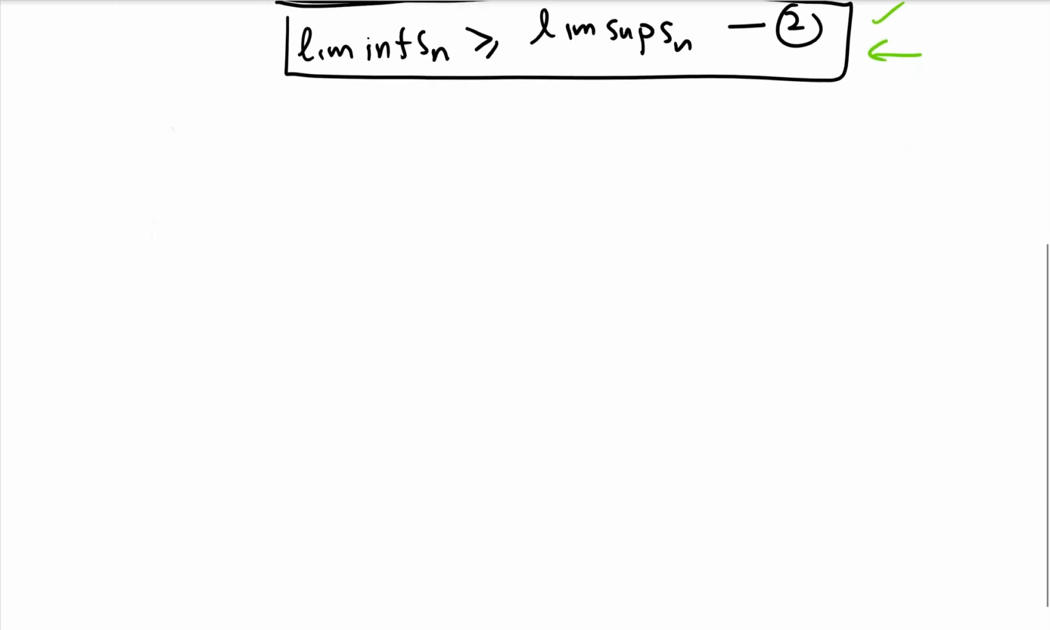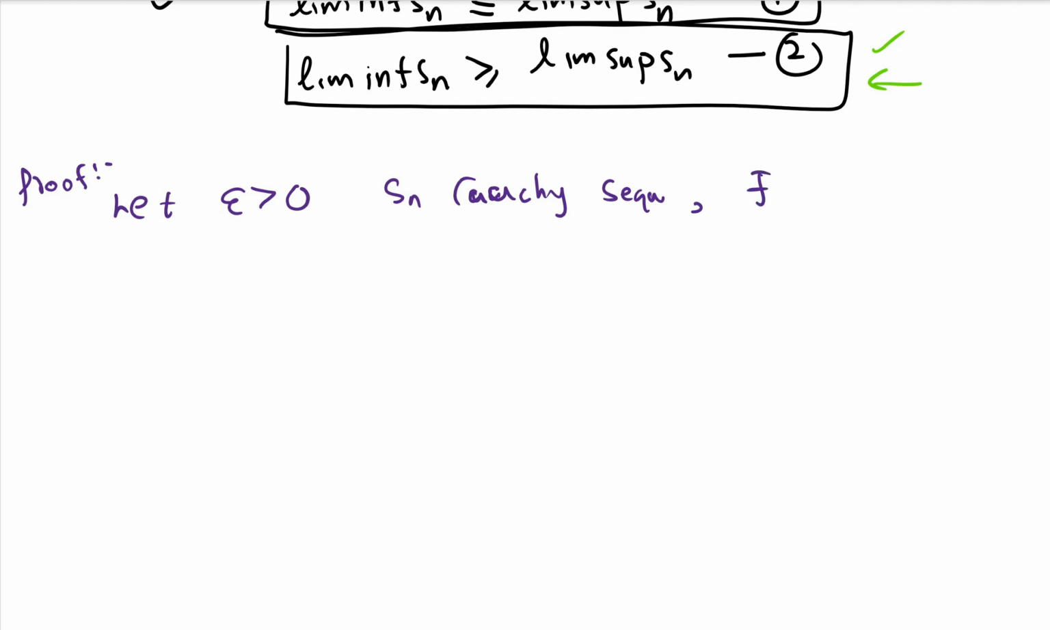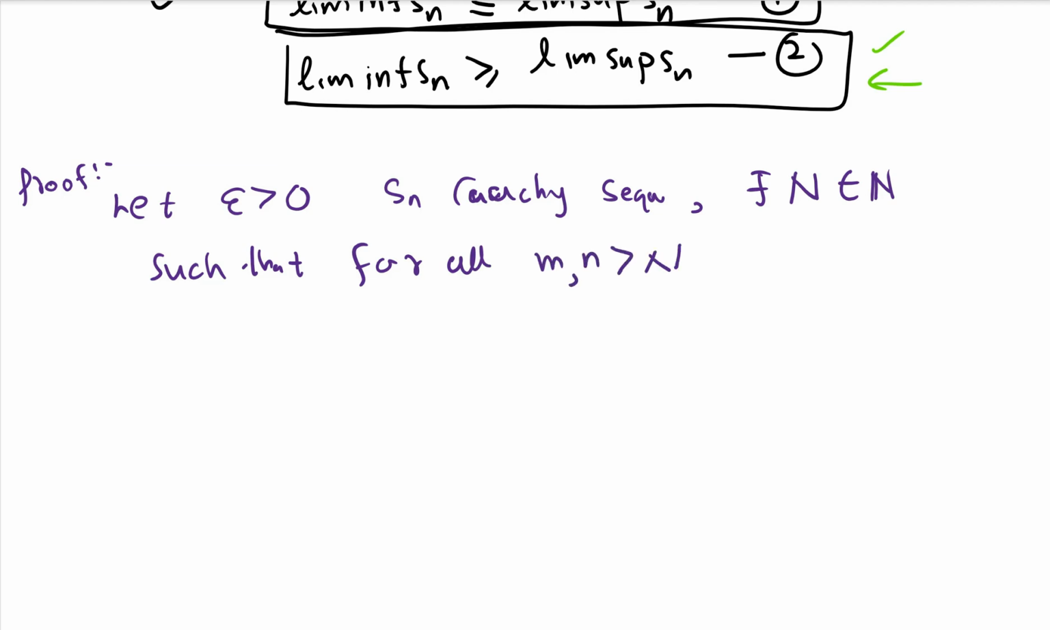Okay, since we are dealing with Cauchy sequences, we can start with the definition of a Cauchy sequence. So what's the definition? Well, here's the start of the proof officially. Let epsilon be greater than 0, any epsilon greater than 0, and s_n is a Cauchy sequence. We know that for a fact. Because of that, there exists an uppercase N, a natural number, such that for all m and n greater than uppercase N, this inequality holds. This is from the definition of a Cauchy sequence.